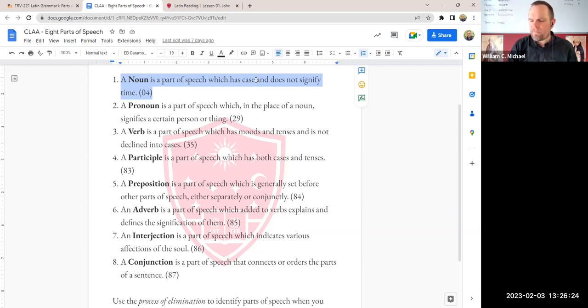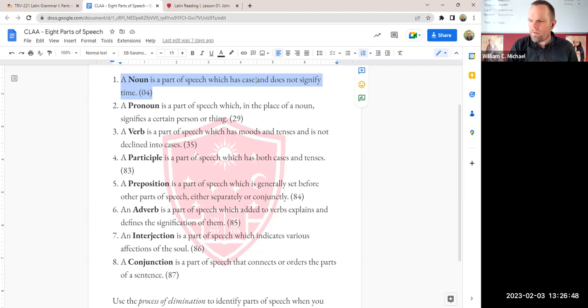And then lastly, the fourth one, a participle is a part of speech which has both cases and tenses. So does erat have cases? Yes or no? No. Good. Very good. Okay, some of you are showing off. Good. No. All right, so all we really have left is a verb. So erat is a verb.